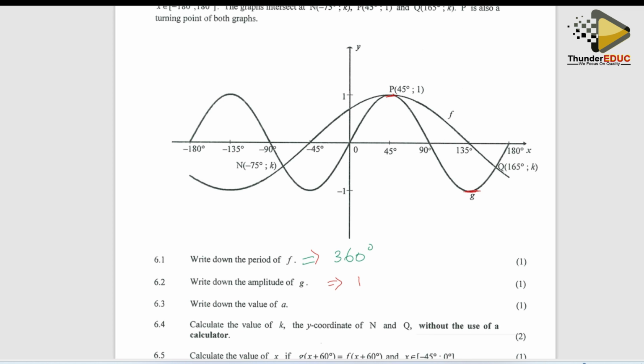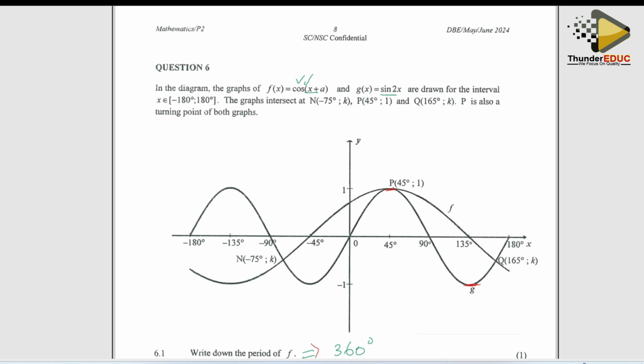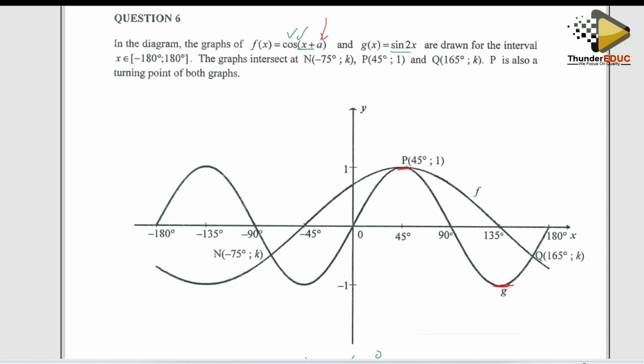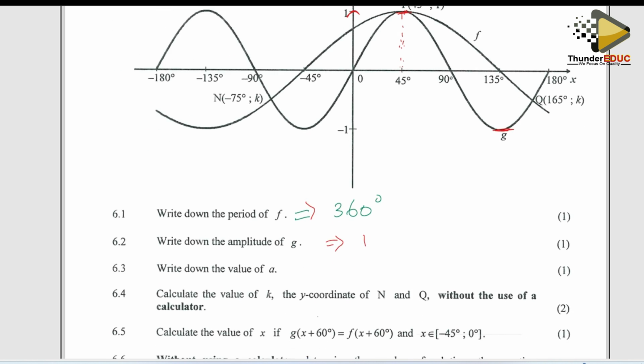Okay, and then the value of A, what does A represent here? So this A represents a shift. Okay, the graph was moved some units. So from the original cosine graph, we expect the turning point to be at 1. But now it's not at 1, it is around 45. So since the graph has shifted 45 units to the right, then this is going to be negative 45.